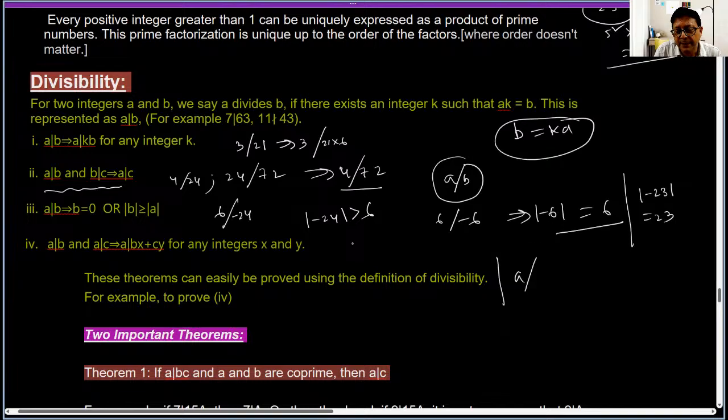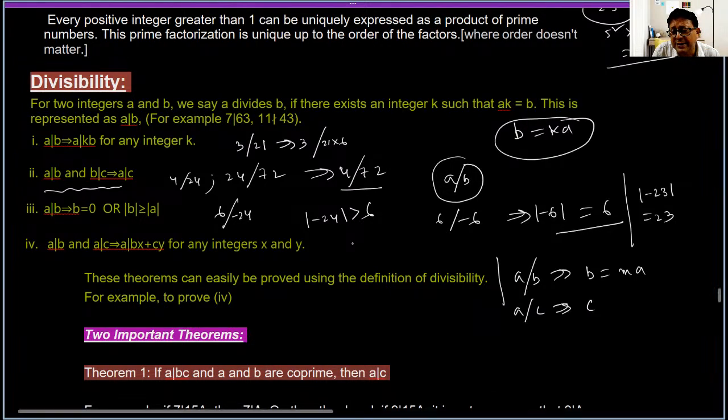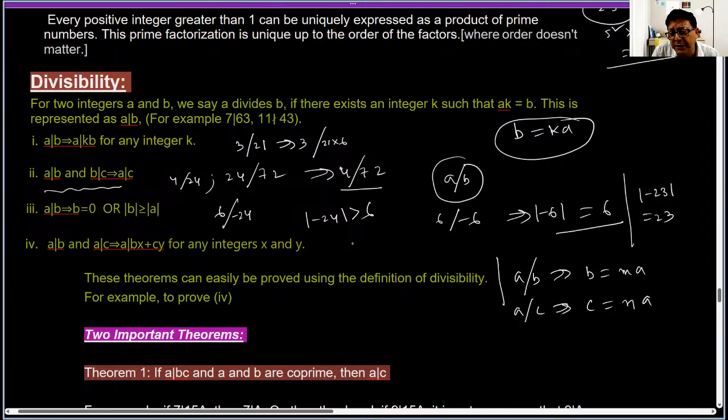A divides B implies what? B equal to m into A. A divides C. What does it imply? C equal to n into A for some integer.